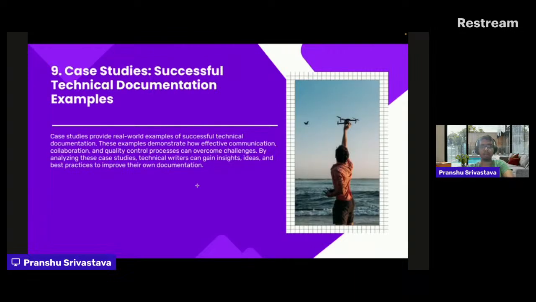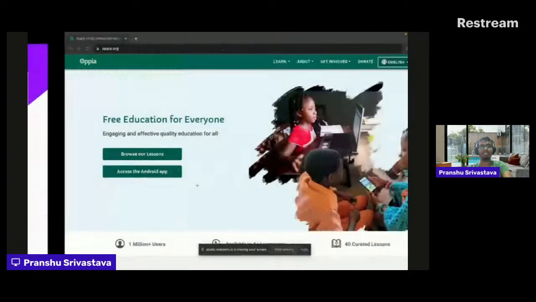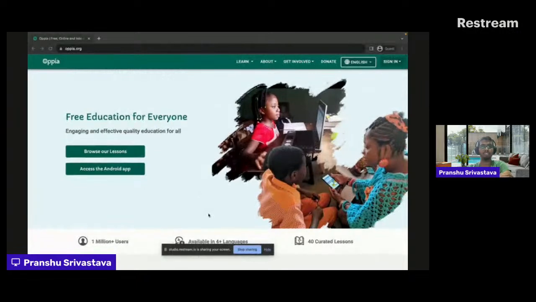So now I want to show you a good case study of a good open source project that has good documentation. So this is a project that I contributed to a while back, and this is the OPIA Foundation. So this is basically a foundation where children from underprivileged backgrounds can come and learn math.